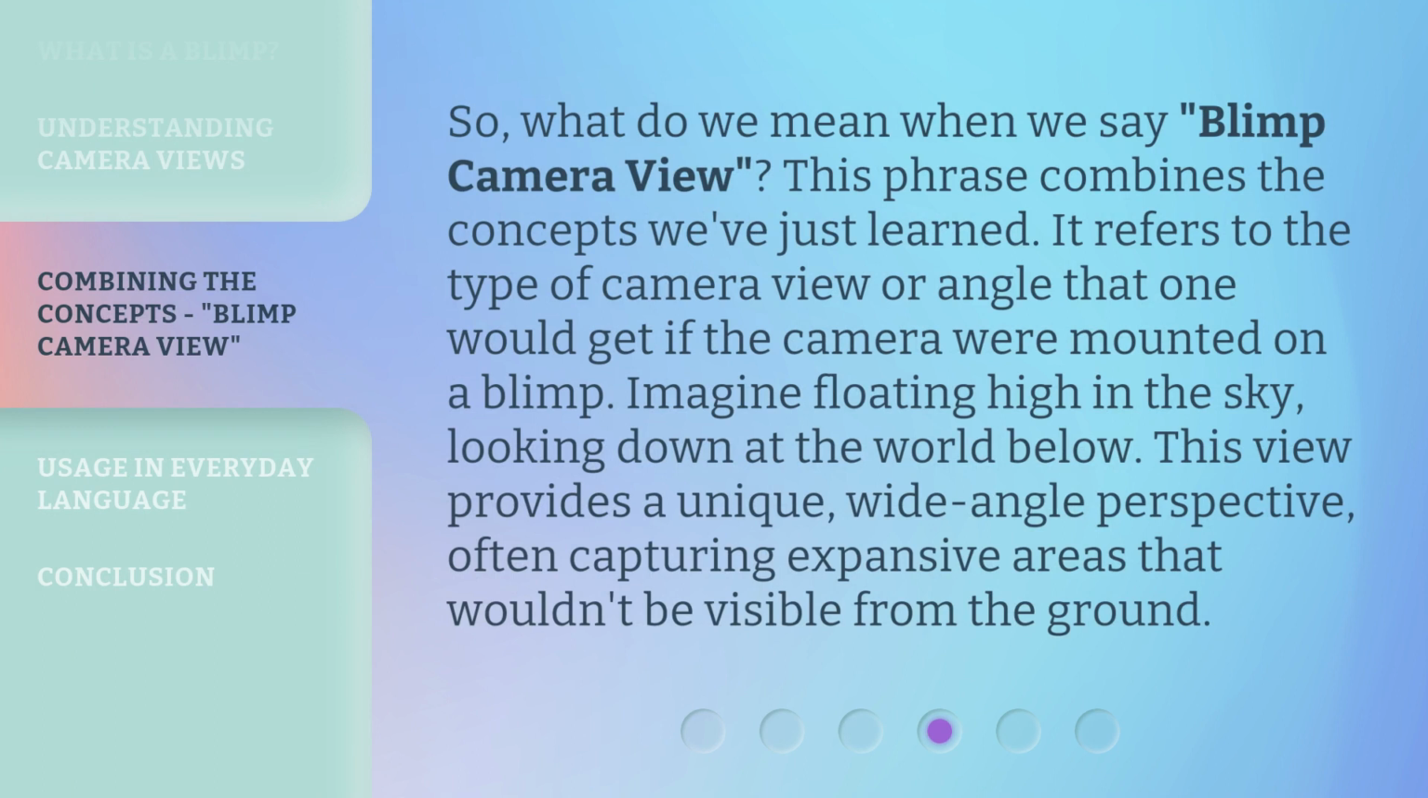So, what do we mean when we say, blimp camera view? This phrase combines the concepts we've just learned. It refers to the type of camera view or angle that one would get if the camera were mounted on a blimp. Imagine floating high in the sky, looking down at the world below. This view provides a unique, wide-angle perspective, often capturing expansive areas that wouldn't be visible from the ground.